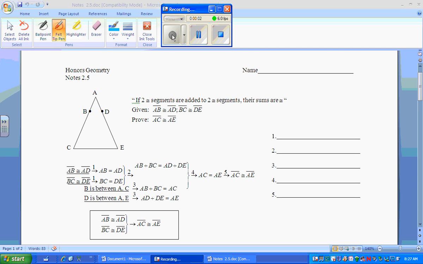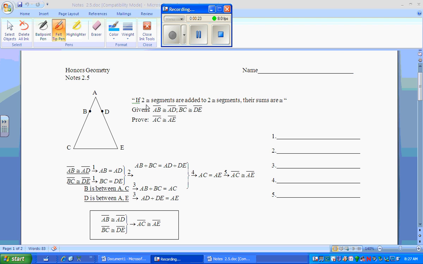Today's lesson is 2.5, adding and subtracting properties in proofs. And we're also going to be talking about the reflexive property. So there are three main concepts that you will take from today's lesson by the end of this video. Let's start out with the addition property.